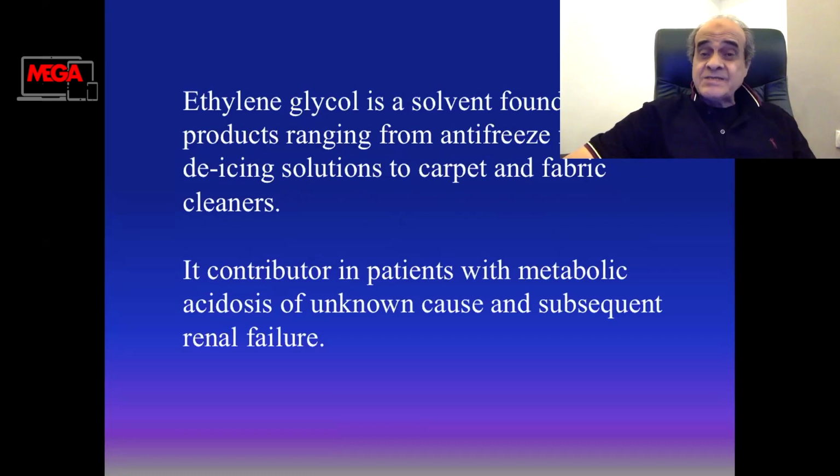Ethylene glycol is a solvent. Propylene glycol also is a solvent for many drugs, and so suspect alcohol intoxication when using some drugs. Ethylene glycol is a solvent found in products ranging from antifreeze fluids, de-icing solutions, carpet and fabric cleaners, all containing ethylene glycol, and toxicity will occur if consumed in large amounts. It contributes to patients with metabolic acidosis of unknown cause and subsequent renal failure.